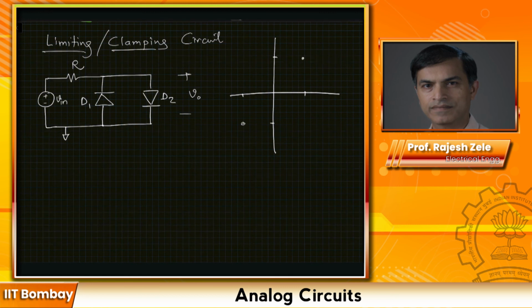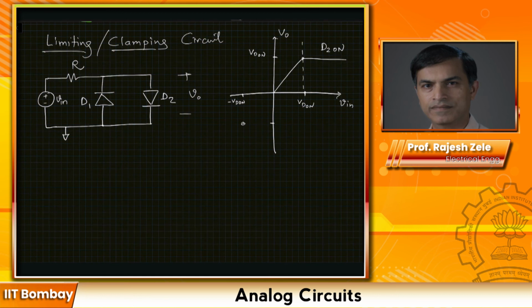Here this is Vin and this is Vout. When Vin is greater than Vd on, we expect diode D2 will be turned on, so the output will be flat at Vd on. Before that, both D1 and D2 are off, and if D1 and D2 are off, then V0 is equal to Vin. So the transfer curve looks like this, and D2 is on in this region.